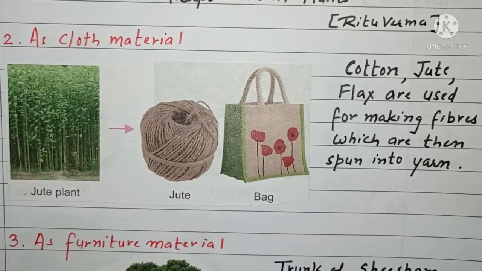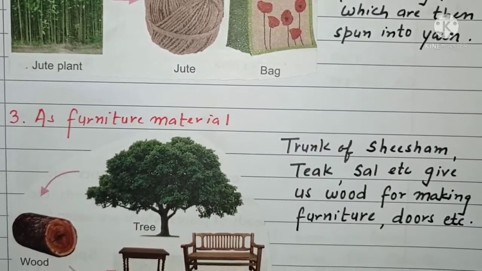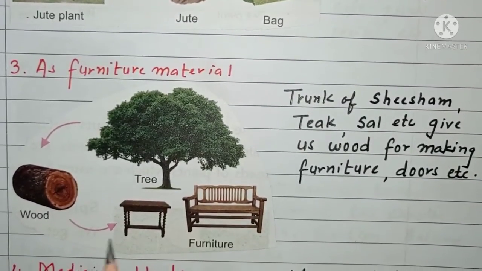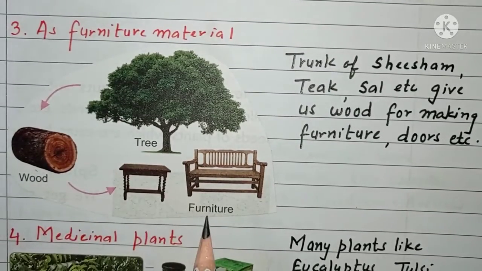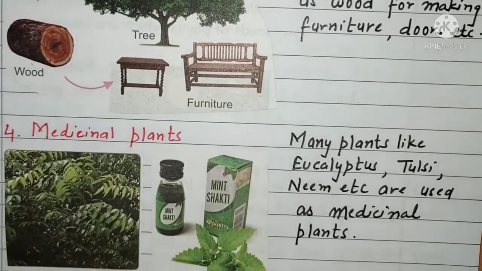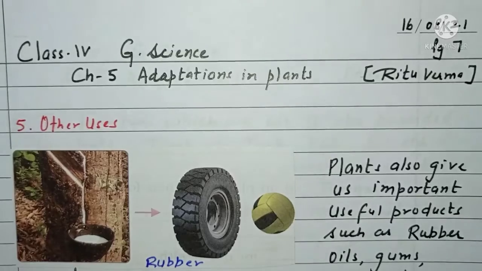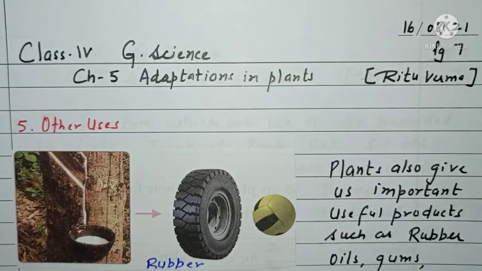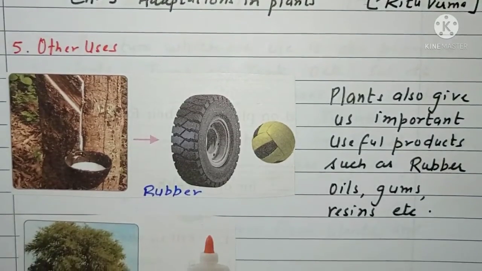And then as furniture material, the trunk of shisham, teak, sal, etc. give us wood for making furniture, doors, etc. And then many plants like eucalyptus and tulsi, neem, are used as medicinal plants as they have medicinal values. Plants also give us important useful products such as rubber, oil, gums, resins, etc.